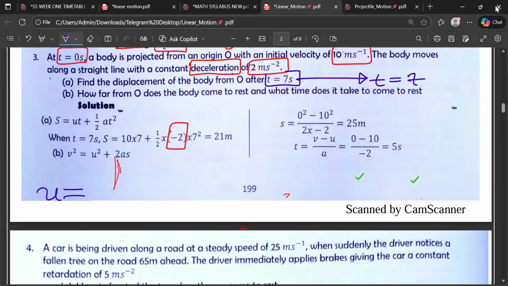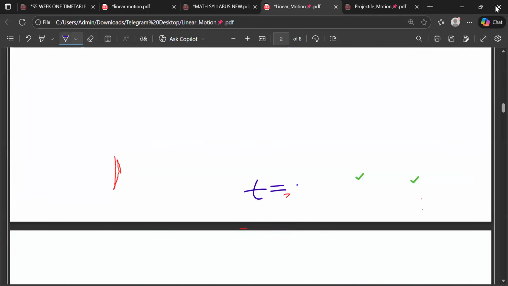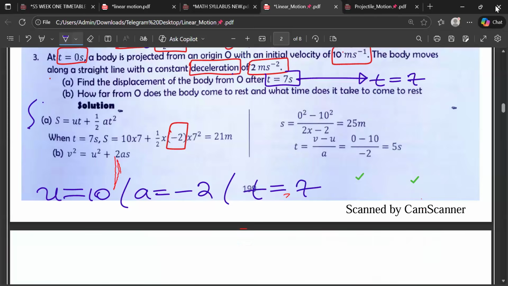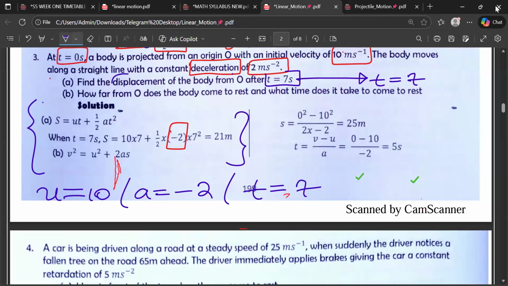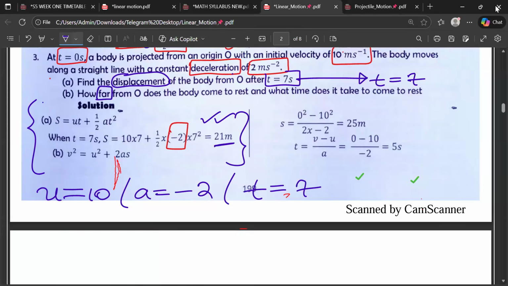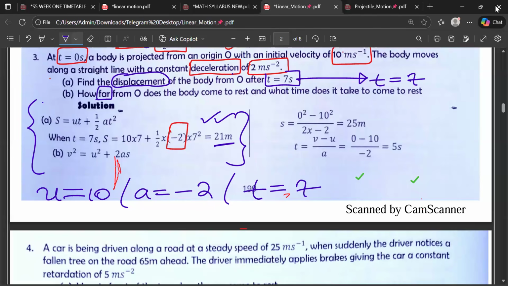So U is 10 according to that question. Then A is negative because of the word deceleration. Then they are giving us T as 7. So you just come here and substitute because they want displacement, which is S. So use the second equation, substitute and get the answer. Simple as that. So here they are saying, how far does the body come to rest? And what time does it take to come to rest? Is that really hard?